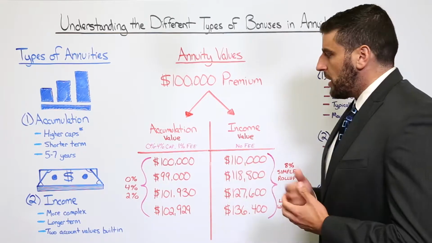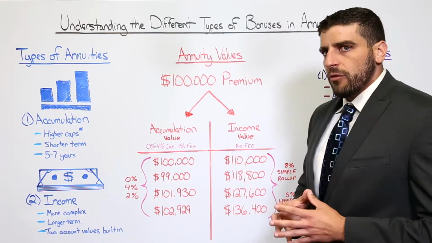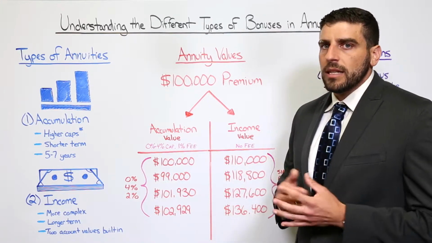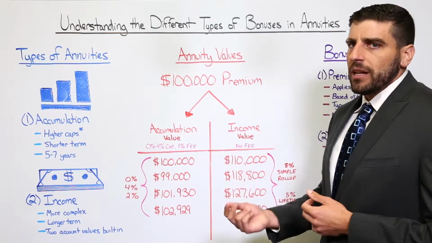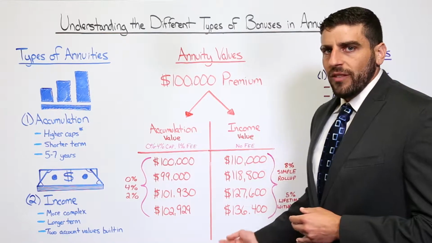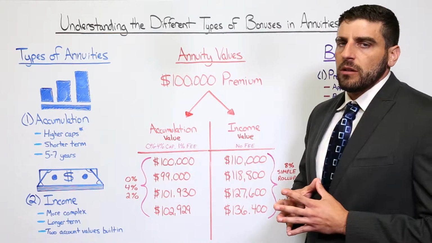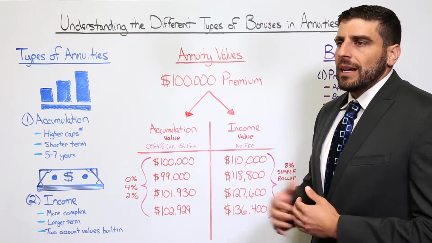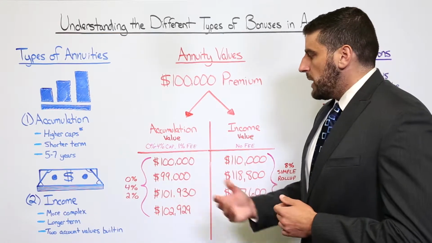However, in this income account, again, you have over $34,000 more than in this accumulation account. But the catch is you don't have access to that full $136,000. What you have access to is you can take a lifetime income of 5% every single year for the rest of your life, even when that account runs to zero. So that's the benefit of using an income account versus the accumulation account.